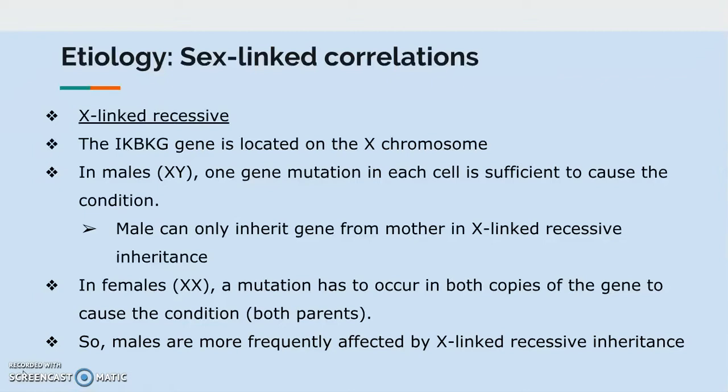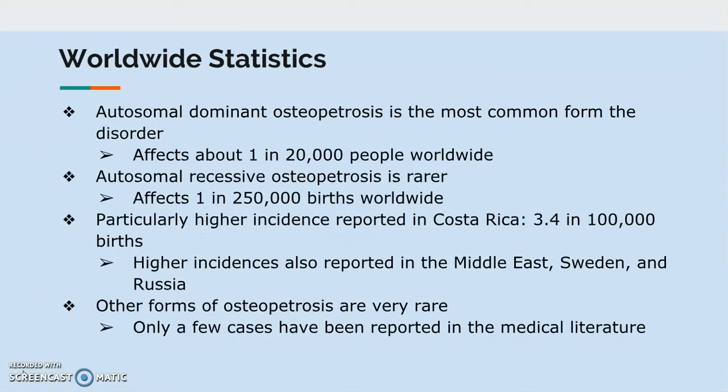On the other hand, in females who are XX, a mutation has to occur in both copies of the gene in order to cause symptoms of the condition, meaning the female inherited the gene mutation from both parents. So what this all means is that males are more frequently affected by the X-linked recessive type of osteopetrosis.